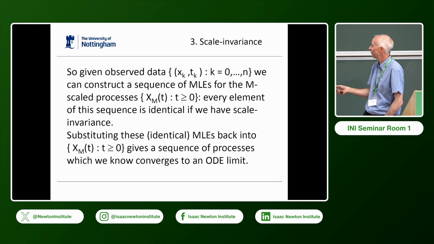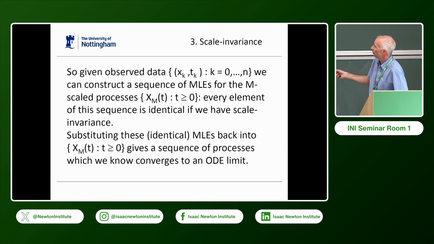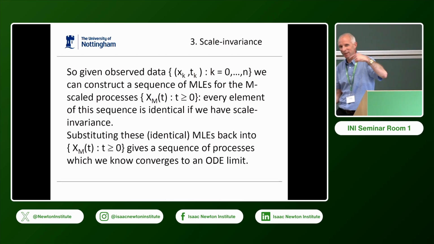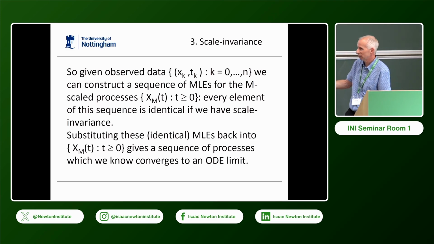Given your observed data, you can get a sequence of MLEs for the m-scale process. Every element of this sequence would be identical if you have this scale invariance. If you didn't, you'd just get different MLEs, but that's fine. If you then put these estimates back into the stochastic models, that gives you a sequence of processes. And what do we know about this from density dependence? We know that they converge to an ODE limit.